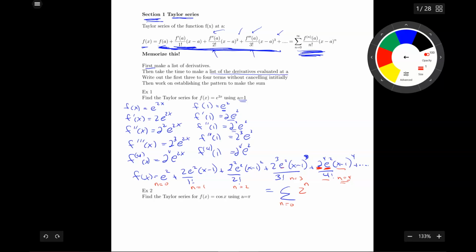E squared looks like it's there in every single term, so I'm just going to use e squared. Then I have x minus 1 all to the nth power, because when n is 4, I have this. When n is 3, I have this. N is 2 here. And then that's all over n factorial. Remember, 0 factorial is equal to 1. So that works for this term. So there it is. This is the Taylor series, right? Series means infinite sum for this function at this value of a.